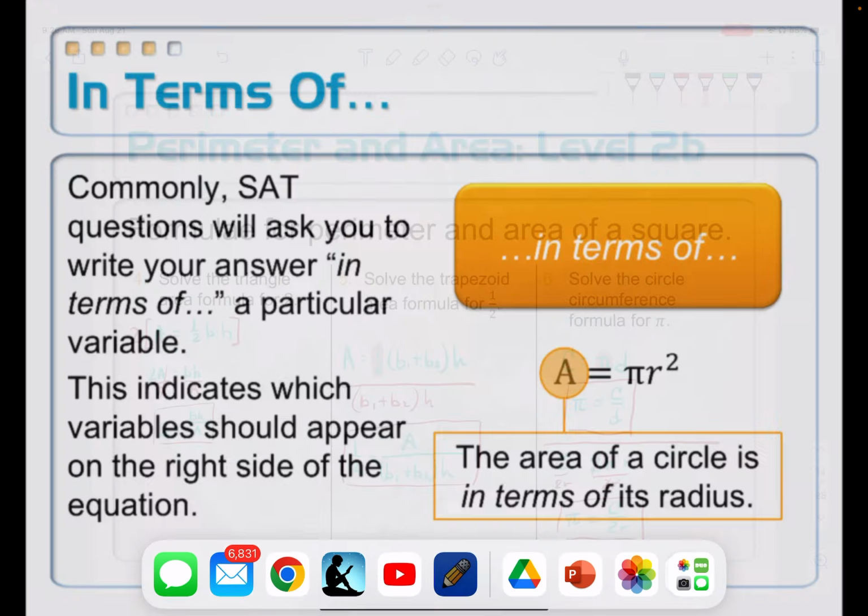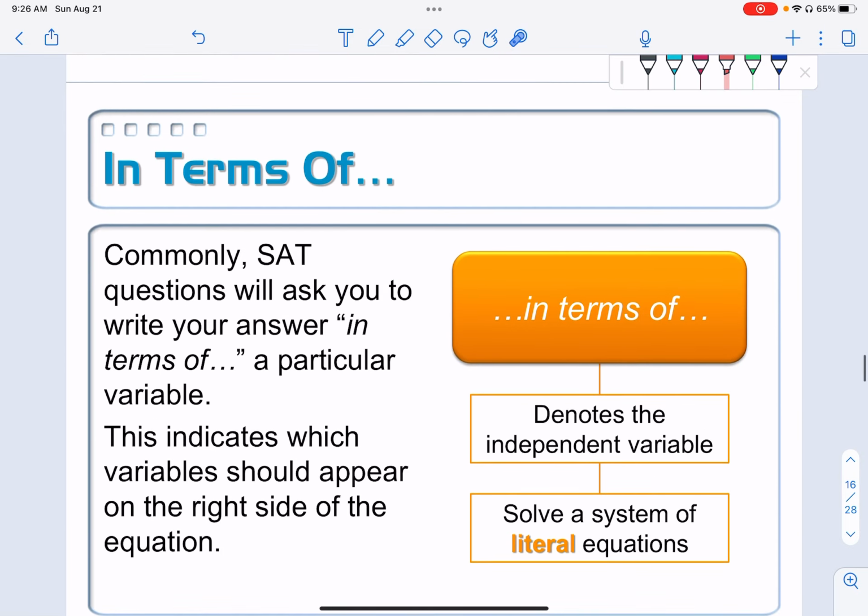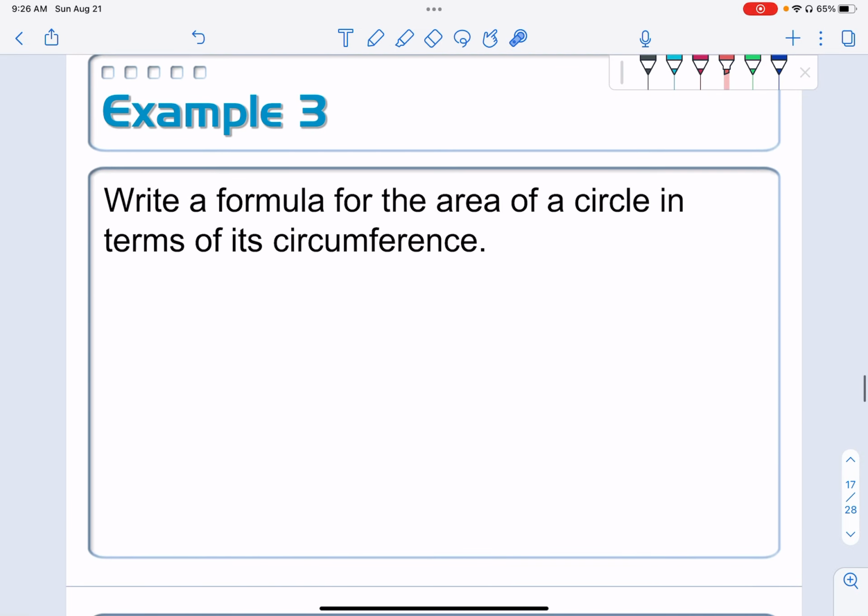Here, let's take a look at an example. Write a formula for the area of a circle in terms of its circumference. All right, so I'm going to break this down so that whenever you see a problem like this, it's no sweat. You're going to start with the formula it tells you to write. It tells you to write a formula for the area of a circle. Highlight that. And I'm going to write down a formula for it. A is equal to pi r squared.